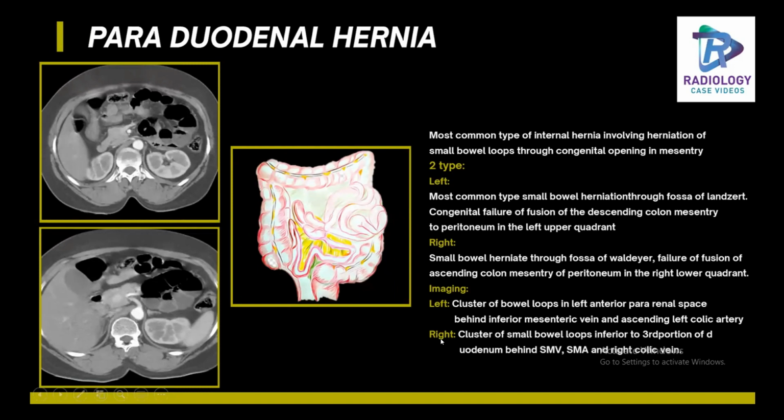Then we have right paraduodenal hernias, which present as a cluster of small bowel loops inferior to the third portion of duodenum. The cluster of these small bowel loops is behind the SMV, SMA, and the right colic vein. Small bowel herniates through the fossa of Waldeyer in right paraduodenal hernias. It's a congenital failure of fusion of the ascending colon mesentery to the peritoneum in the right lower quadrant. They are most commonly associated with small bowel malrotation.